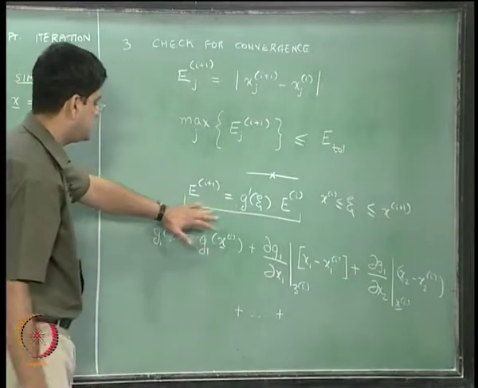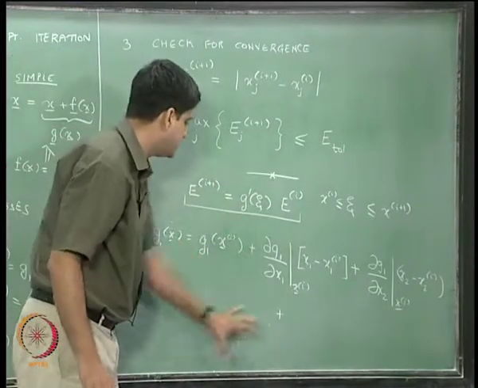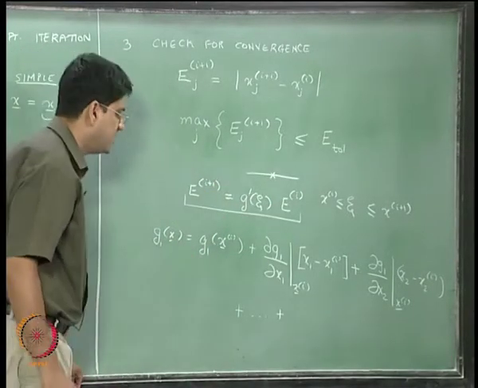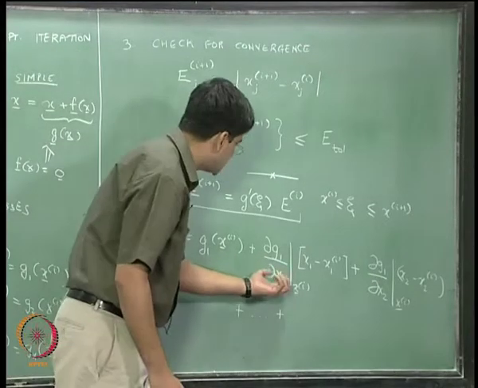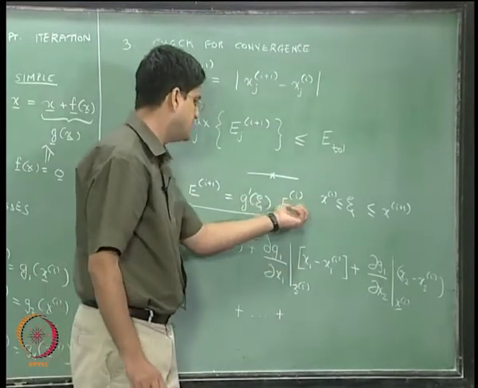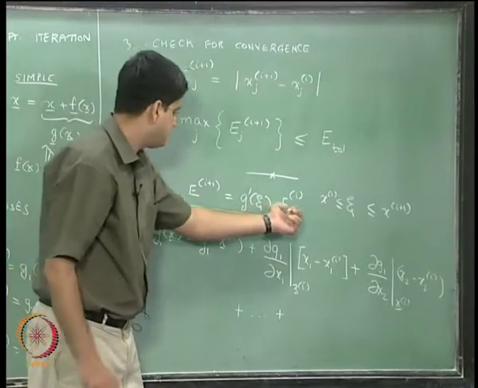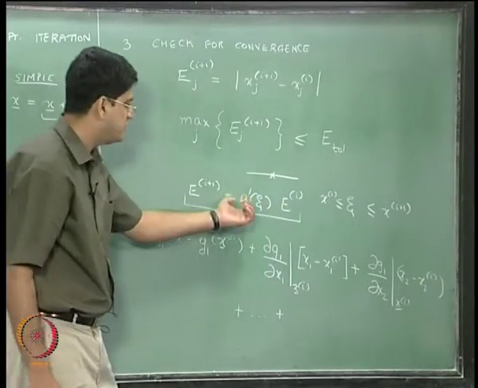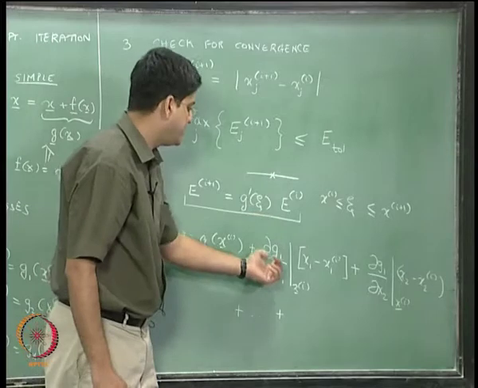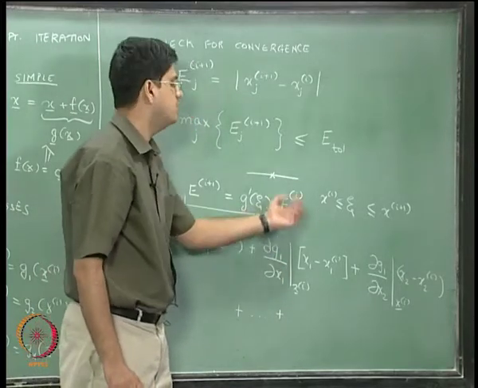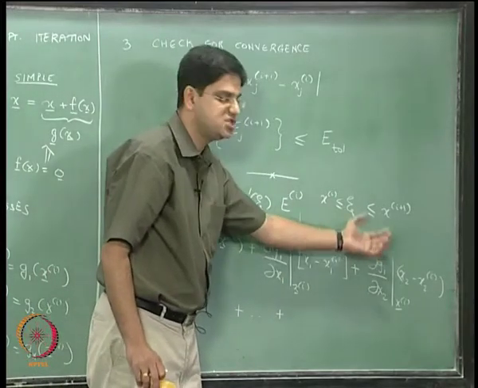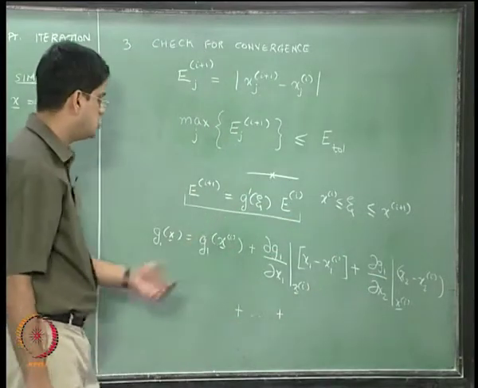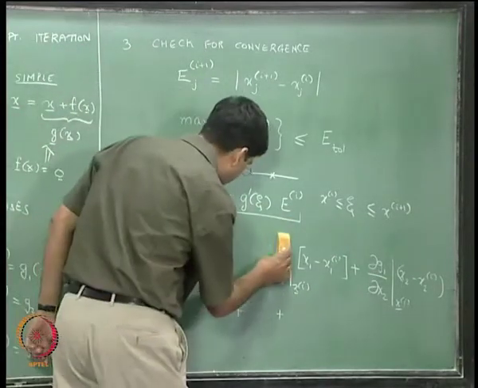So if we were to extend this particular error analysis to n variables, then instead of having just g dash of zeta multiplied by Ei, we will essentially have dg by dx1 plus dg by dx2 plus dg by dx3 and so on and so forth, and those are the terms we are going to get.